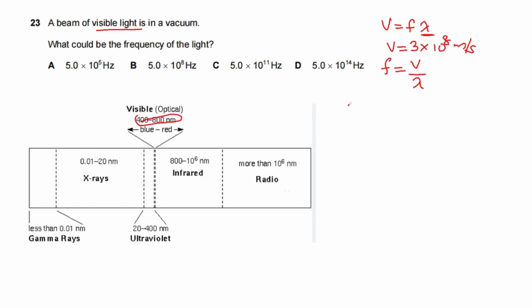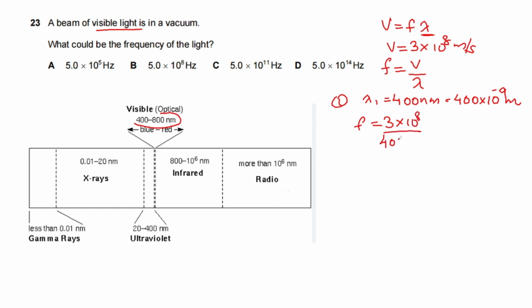So the first wavelength you could consider is lambda equal to 400 nanometers. It will be in the nanometer range, 400 times 10 to the power minus 9 meters. So the f value would be 3 times 10 to the power 8 divided by 400 times 10 to the power minus 9. So the frequency value would be 7.5 times 10 to the power 14 hertz. From this you could conclude that the frequency range is of the order of 10 to the power 14. Out of these options, option D is really close to that.